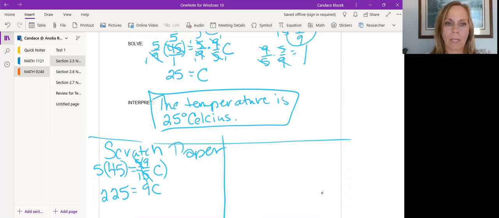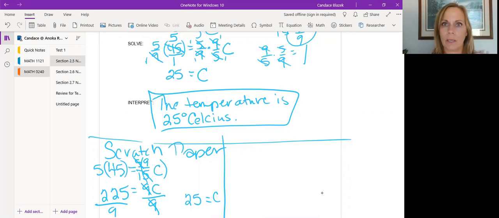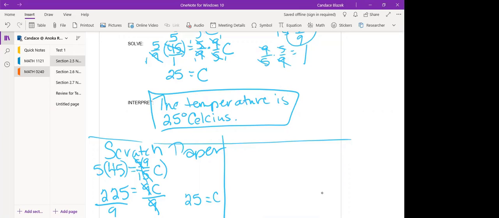Awesome. Then, to take care of the 9C, we use the division property of equality. We do the opposite. The opposite of multiplying is dividing. On the right, the 9's canceled, and we're left with this C. And on the left, 9 goes into 225 25 times. So Boryette, that's what you were talking about, correct? Yeah, I found that a lot easier than the other way.